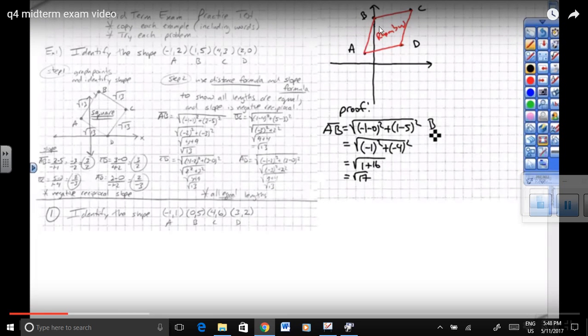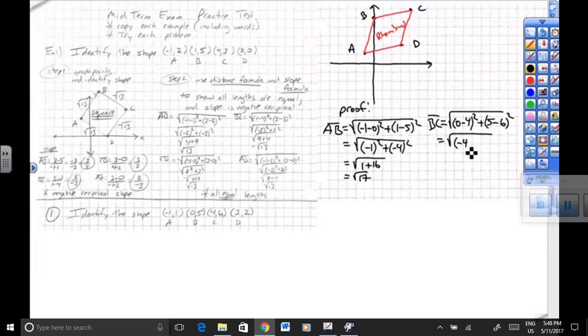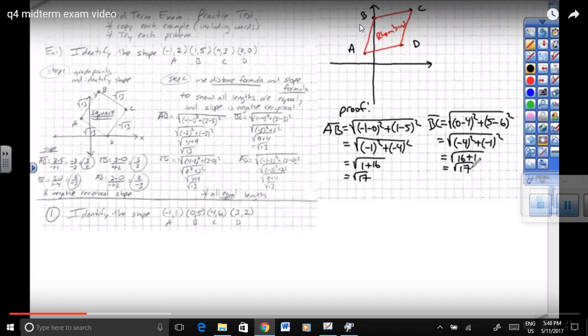Finding the length of BC using these two coordinates. So 0 take away 4, subtracting the two X coordinates, plus 5 take away 6, subtracting the two Y coordinates, gives me negative 4 squared, which will be positive 16, plus 5 minus 6, which is negative 1 squared. That gives me the square root of 16 plus 1, which is the square root of 17. So far so good. Two lengths are equal.